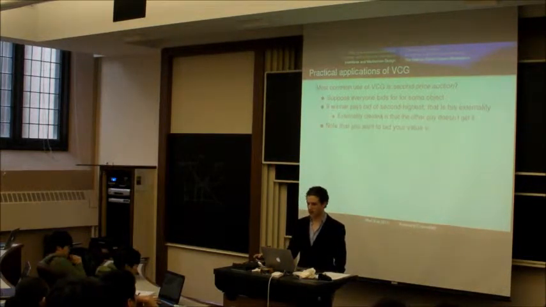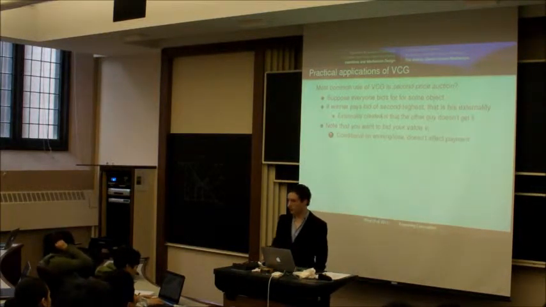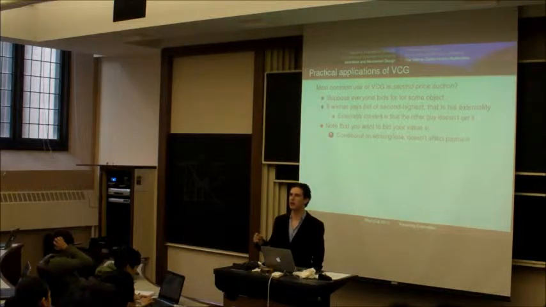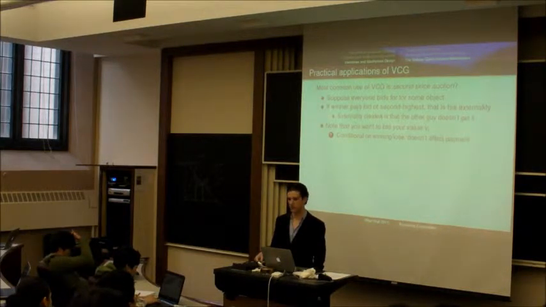Now, note that you always want to bid in this auction exactly what you're willing to pay for the object. Why is that? Well, first, notice that how much you pay only depends on whether you win or not. It doesn't depend on exactly what you bid, because it only depends on what the second highest person bid. It doesn't depend on what you bid.